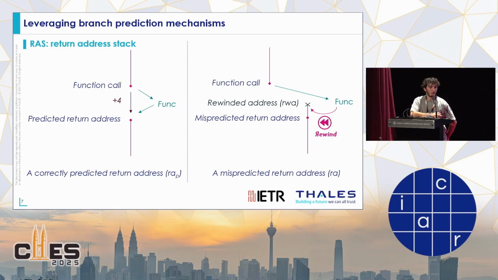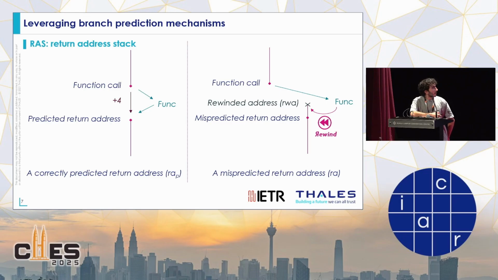And we can also leverage branch prediction mechanisms that are very popular mechanisms used in modern CPUs, and mainly the return address stack, which is the module responsible for the acceleration of return instructions in the CPU.